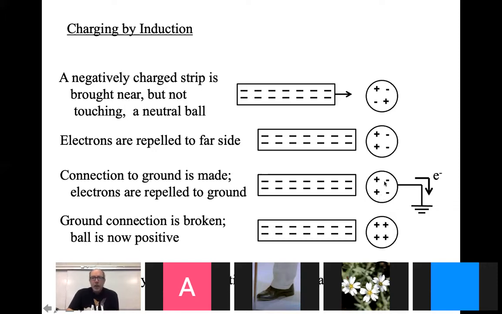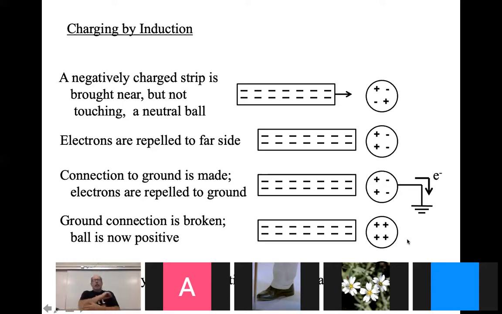But electrons are repelled into the ground. They literally go in. They're dumped into the ground. The ground can be an unlimited supply or an unlimited sink for electrons. They literally travel into the ground, and then if you break that ground connection, they can't get back in. So we're left with an overall positive charge.